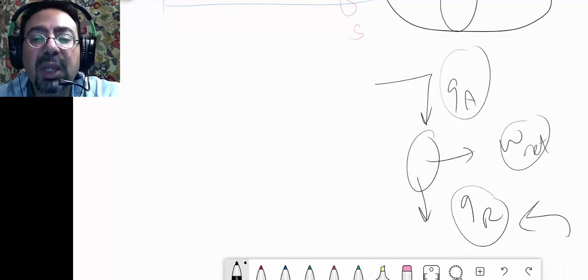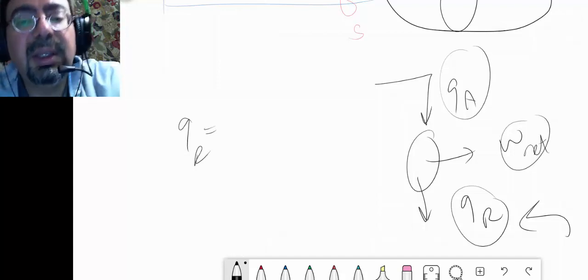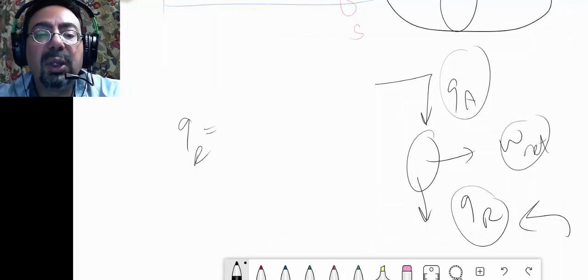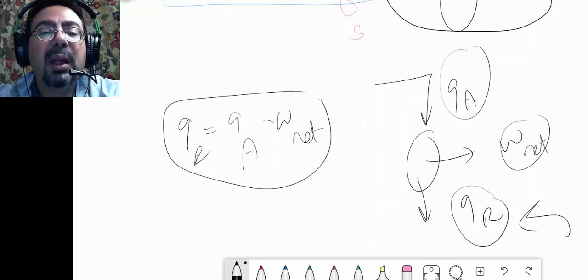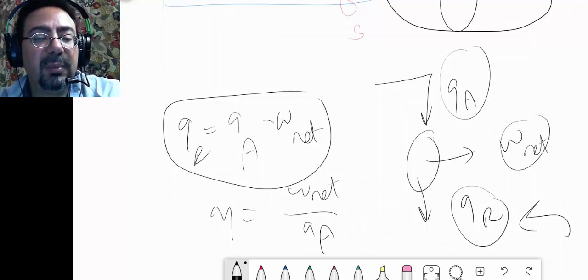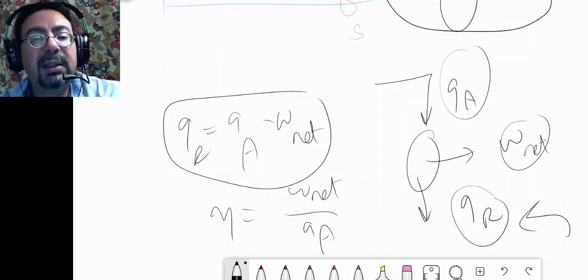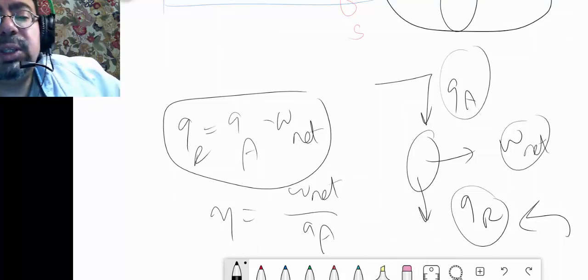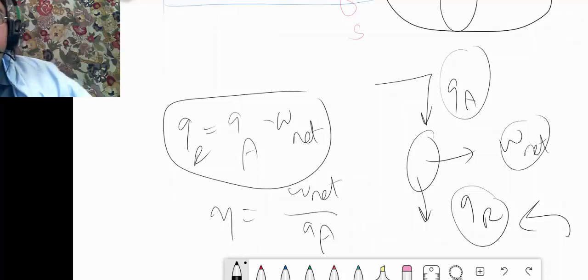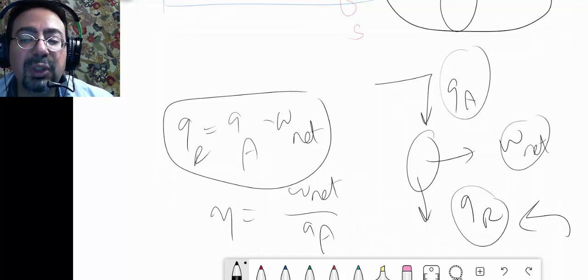So if I ask you for Q rejected, you can just say, I did this one year and a lot of students didn't get it. So Q rejected is simply Q added minus W net, right? And the thermal efficiency, eta thermal, is simply W net divided by Q added. Okay? So when we say a 40% power plant, what does that mean? It means that 40% of the Q added is going to be net work. And where does the 60% go? It goes to Q rejected, right?